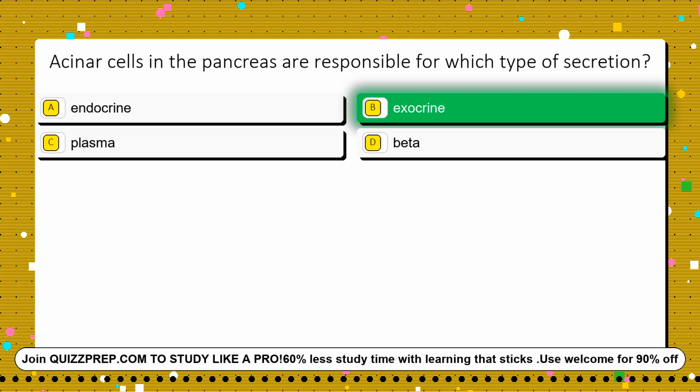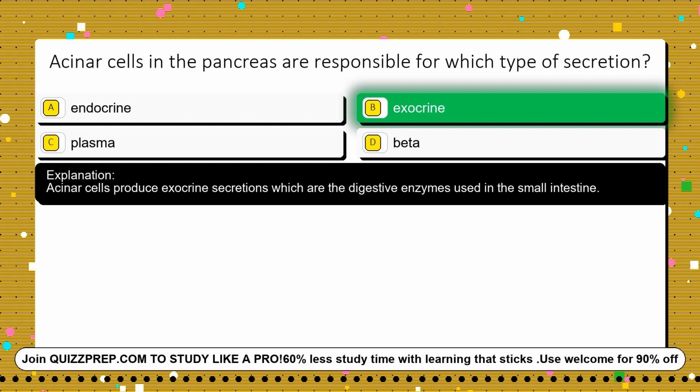The correct answer is option B. Exocrine. Acinar cells produce exocrine secretions, which are the digestive enzymes used in the small intestine.